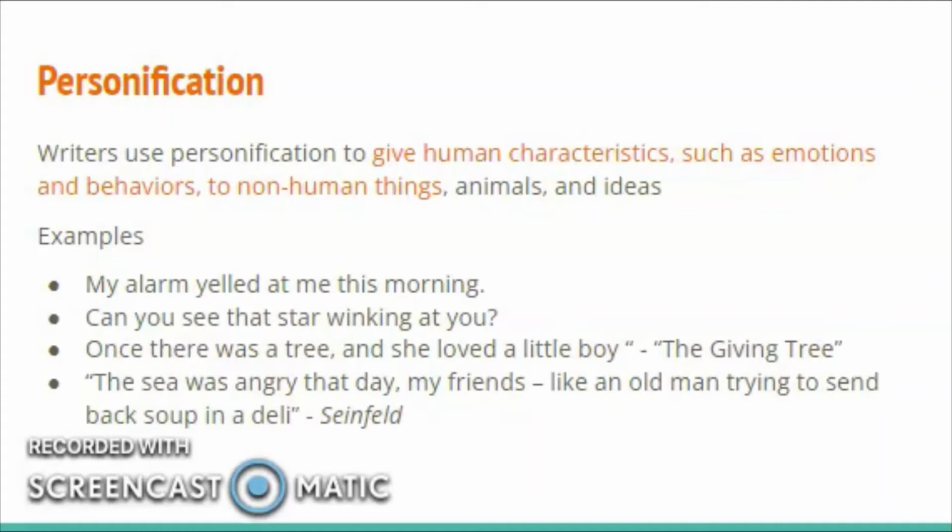And then you'll see we've already talked about this example once. Not only is it a simile, it is also an example of personification. The sea was angry that day. So seas cannot actually be angry, have those emotions. It is giving it human emotions.